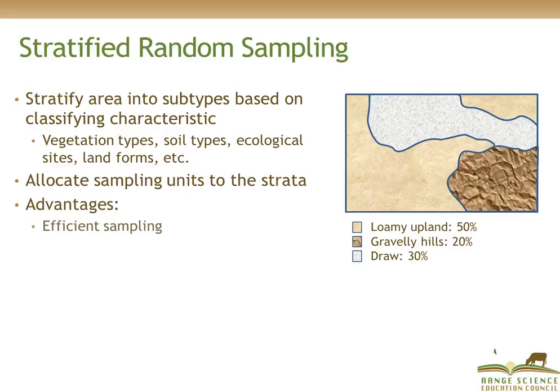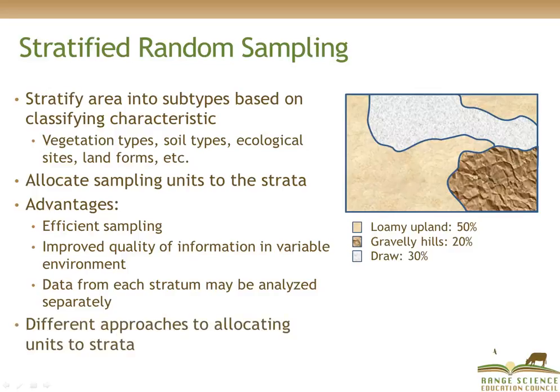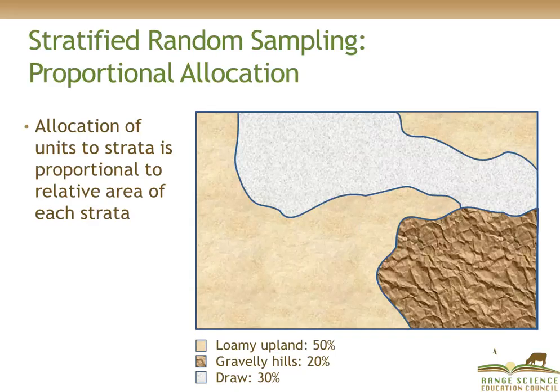The advantages of stratified random sampling are that it provides a very efficient approach to sampling. We can get improved quality of information when we're working in a variable environment, and the data from each of the different strata can be analyzed separately or they can be lumped together. There are different approaches to allocating the units to the strata, and we're going to examine two. The first is proportional allocation.